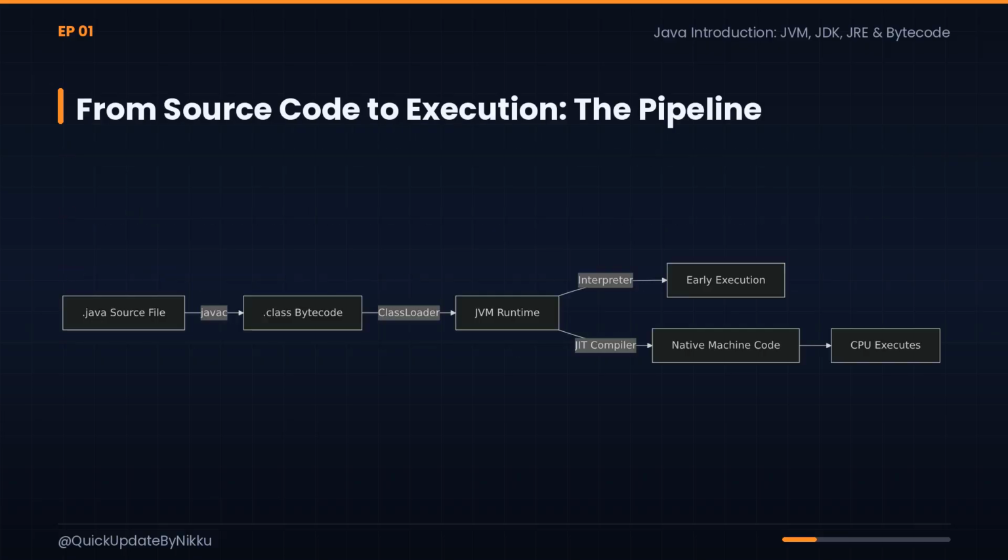The journey from source to execution has two distinct compilation steps. The first is javac, the Java compiler, which translates your source file into a .class file containing platform-neutral bytecode. The second happens inside the JVM at runtime. The JIT compiler watches which bytecode paths are executed frequently and compiles those hot paths directly to native machine code for the CPU without you touching a flag.